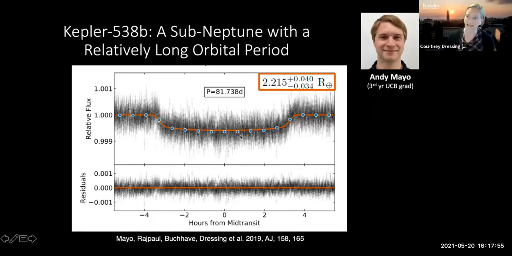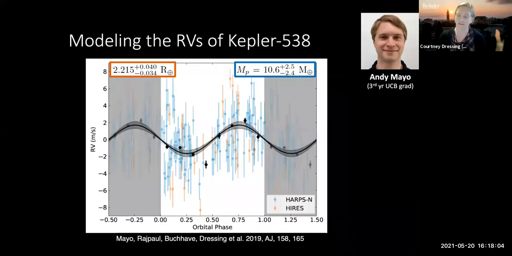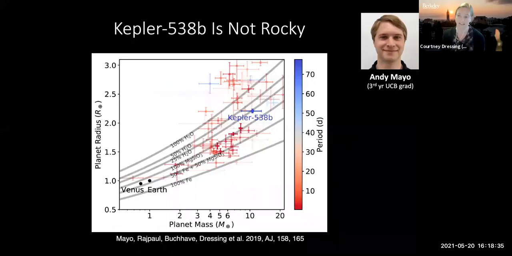Using the Kepler data, Andy measured a planet radius of about twice the radius of the Earth, 2.2 Earth radii. And then using a combination of data from HARPS North, which are shown in blue, and HIRES, which are shown in orange, Andy and his team were able to measure the mass of the planet as 10.6 Earth masses. And here you can see that the amplitude of the signal, if we look at the gray binned data points, is something like plus or minus 2 meters per second. So this is small, but still a long way off from that 9 centimeter signal that we would like to be able to detect.